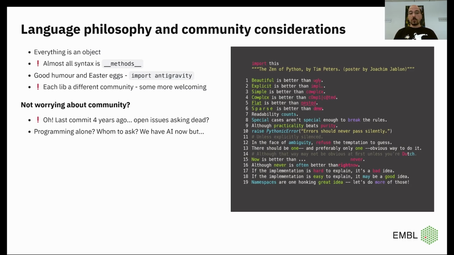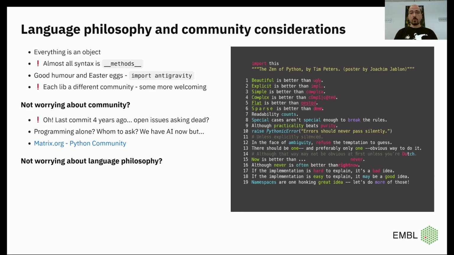Similarly, if you're programming alone, you may wonder, okay, who do I ask for advice? Who do I ask for guidance? We do have AI now, but luckily there are still some spaces that one could reach out to. So here I linked the Python community space in the Matrix network.